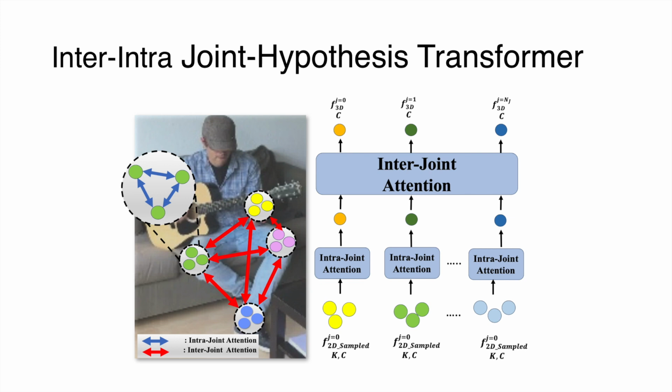Our inter-intra-joint hypothesis transformer block contains two attention mechanisms, intra-joint and inter-joint attention. The intra-joint attention focuses on capturing correlations within a single joint for hypothesis aggregation. The K hypotheses within a single joint will go through a multi-head self-attention layer followed by a linear layer to aggregate into a single hypothesis. Then, inter-joint attention aims to capture correlations between different joints. All the joint features will go through a multi-head self-attention layer.